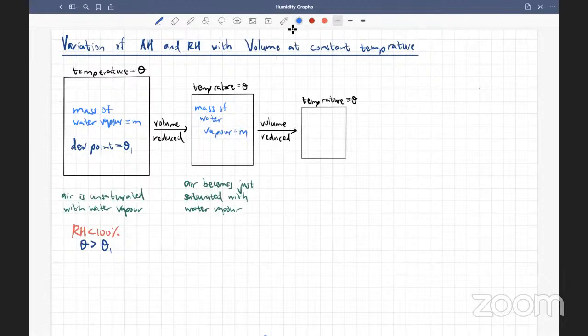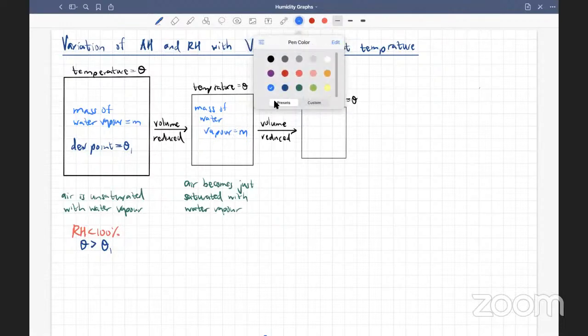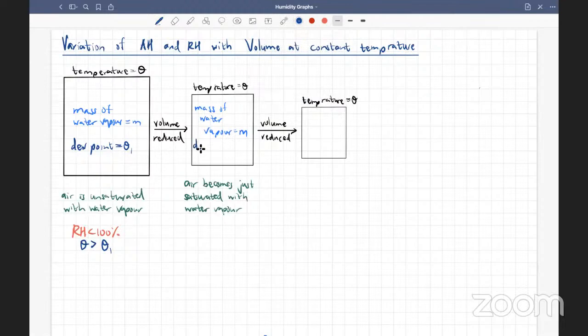But now the dew point will be different, because we are changing the composition of air. We are changing the absolute humidity. Dew point will be equal to theta 2. And I'm forgetting another important point, that is the volume of the system, because we are changing the volume. I'll take the volume here as V1. And here this volume is a special volume, therefore I'll give it a special symbol V0, because that is the volume where the air becomes just saturated.